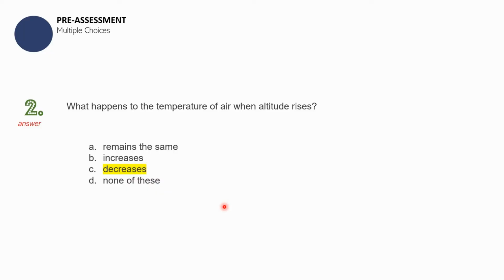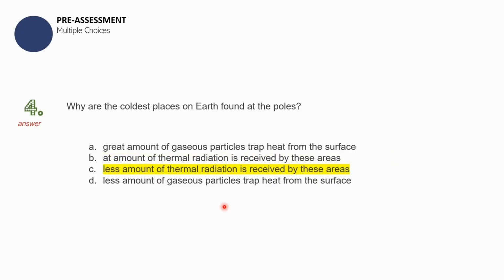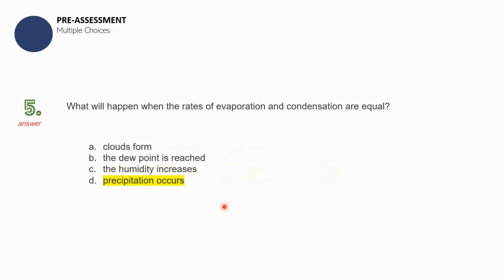The answer to question number 3 is B. The pattern of weather that occurs in a region over a long period of time. The answer to question number 4 is C. Less amount of thermal radiation is received by these areas. The answer to question number 5 is B. Precipitation occurs.